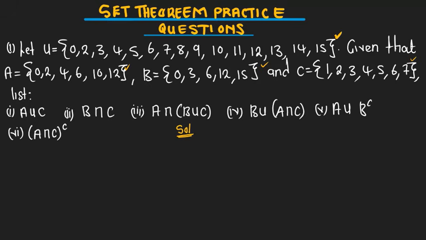Solution. What does A union C simply mean under set operations? The word union under set theory simply means unity. So you are uniting set A with set C. So A union C is going to be a set where we combine whatever is in A and C. So this is going to be 0, which is here.